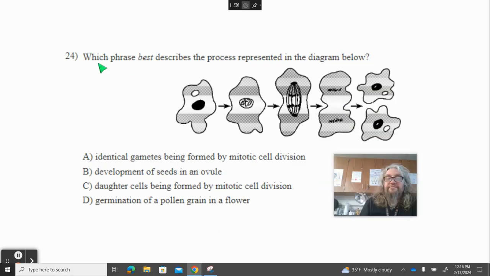24. Which phrase best describes the process represented in the diagram below? A, identical gametes being formed by mitotic cell division. B, development of seeds within an ovule. C, daughter cells being formed by mitotic cell division. Or D, germination of a pollen grain in a flower.